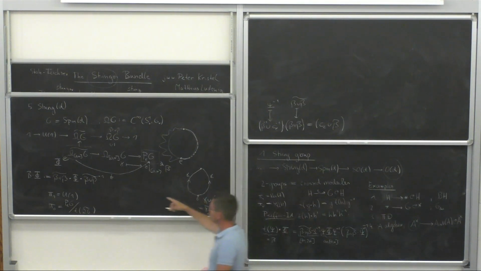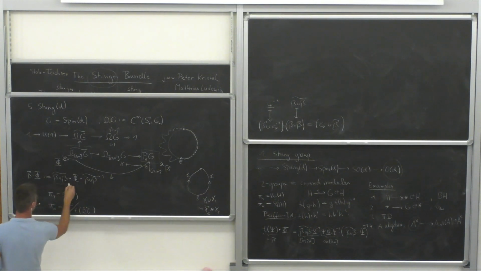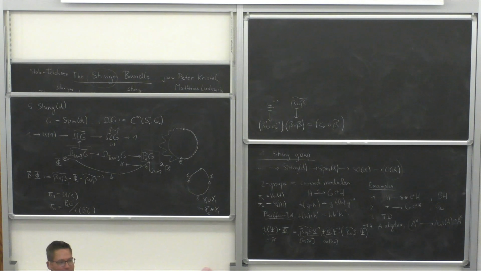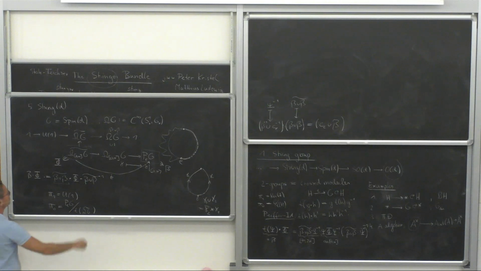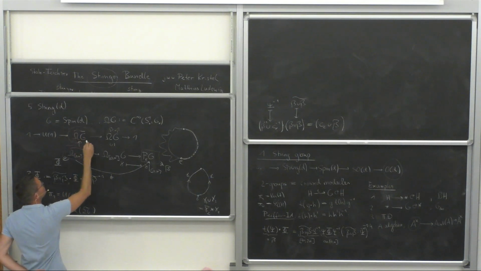No, this is parameterized from 0 to 2 pi. How does a path that's parameterized from 0 to 2 pi act on a path that's parameterized from 0 to 1? What do you mean by act? This is multiplication. Multiplication at what parameter? They're both elements of this group.